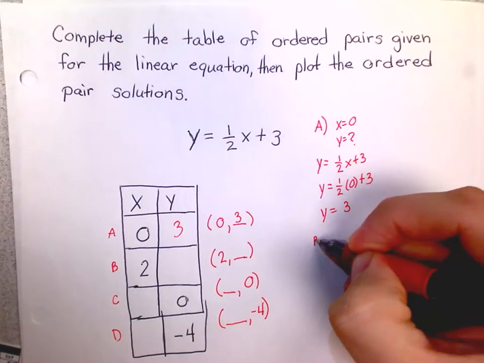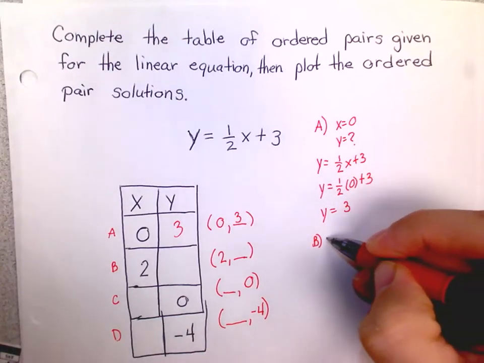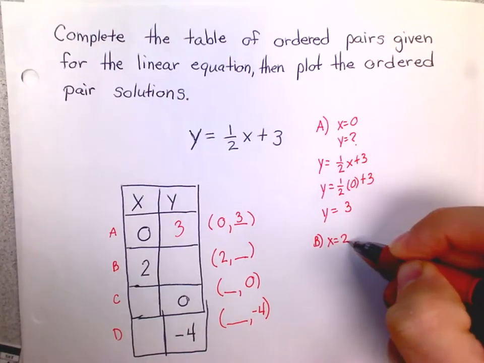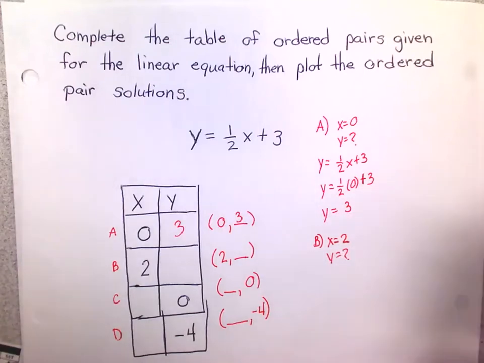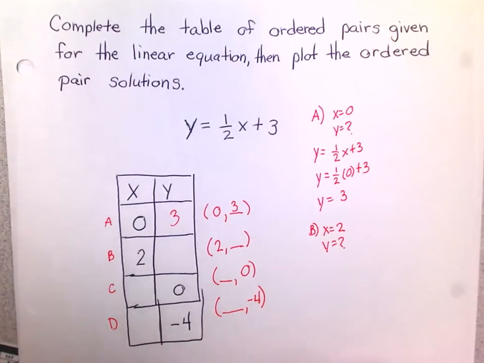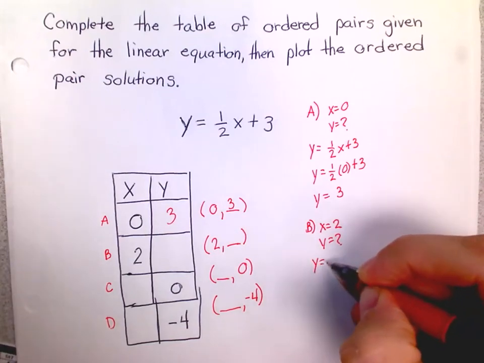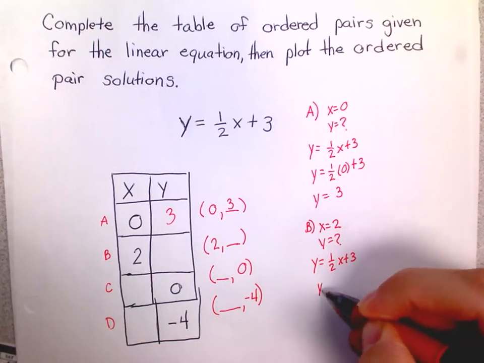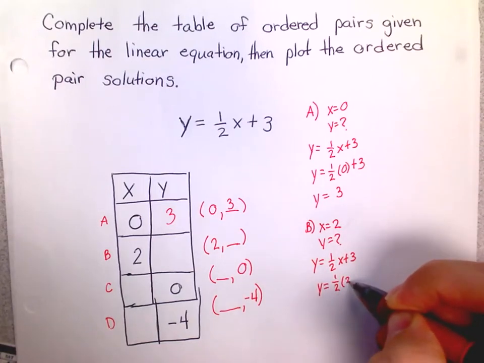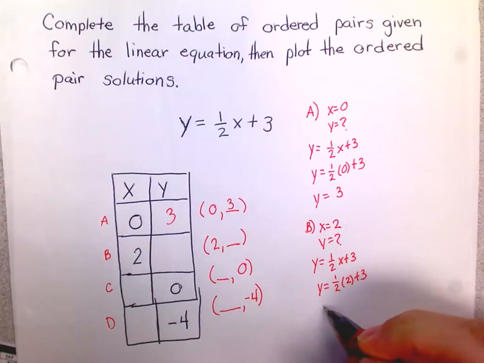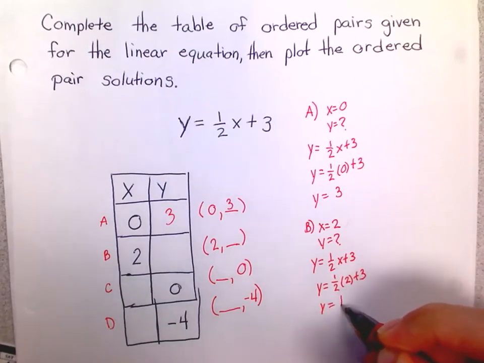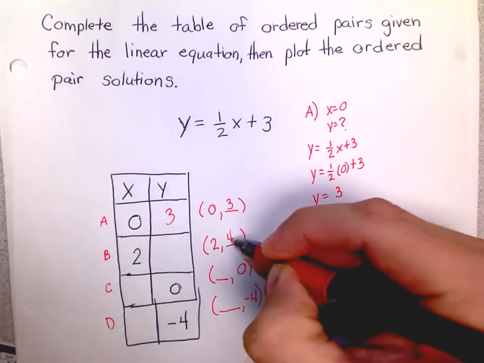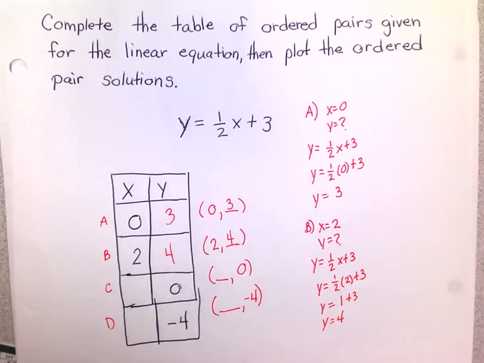For B, we know that x is equal to 2 and y is question mark. That's what we were solving for. So we write our original equation, y equals 1/2 x plus 3. This time we're going to plug a 2 in for the x. And as you'll see right here, 1/2 times 2 is 1, plus 3. y is equal to 4. So I wrote a 4 in for this coordinate pair right here, and then again right there in the chart.